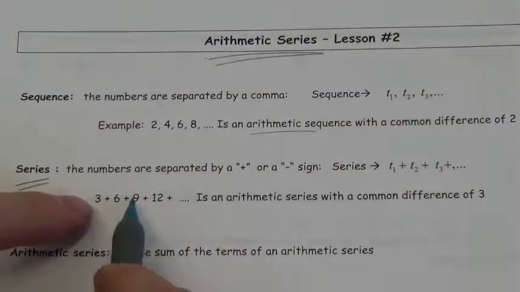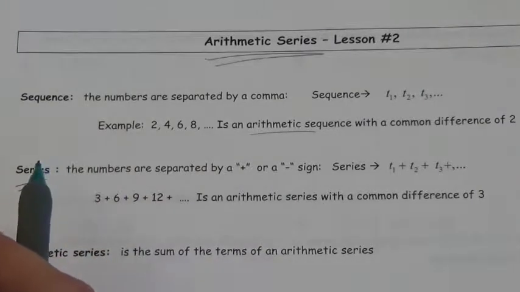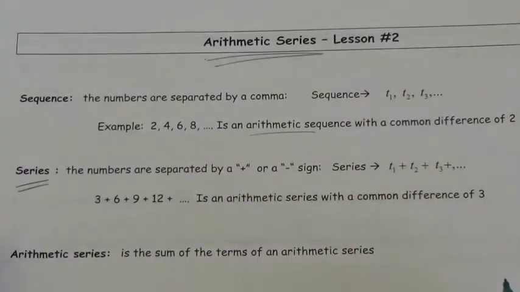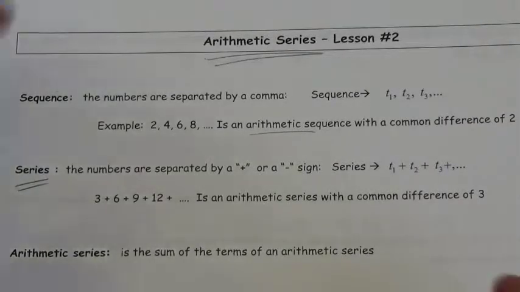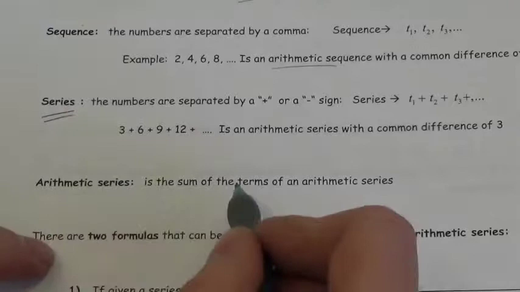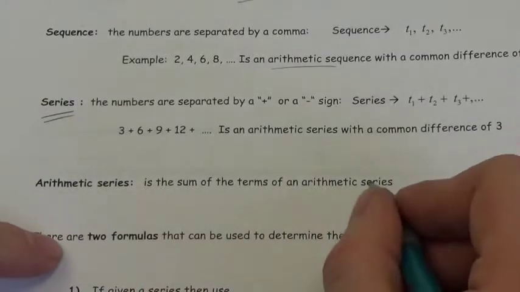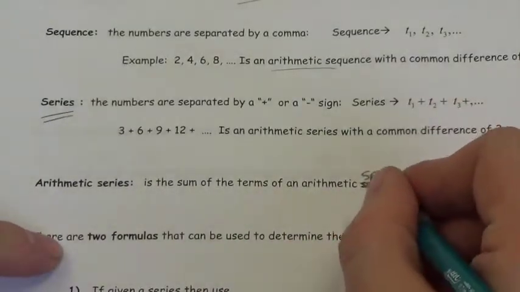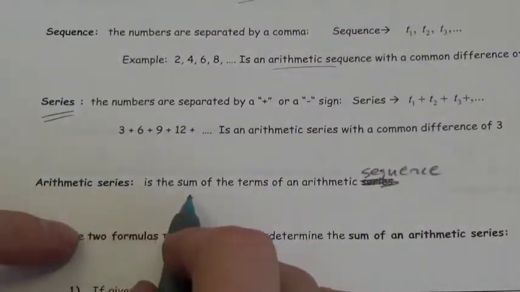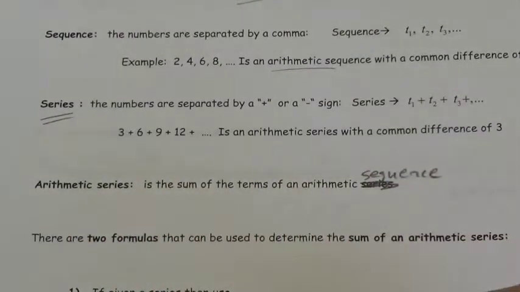So 3, 6, 9, 12 is an arithmetic sequence, and as soon as you throw in the addition signs there, it becomes an arithmetic series. Okay, so here's the real comparison. An arithmetic series is the sum of the terms in an arithmetic sequence.